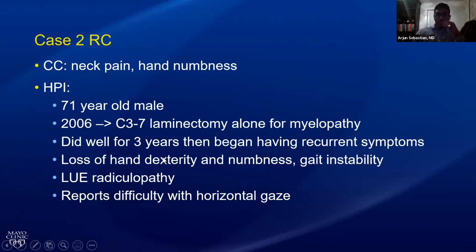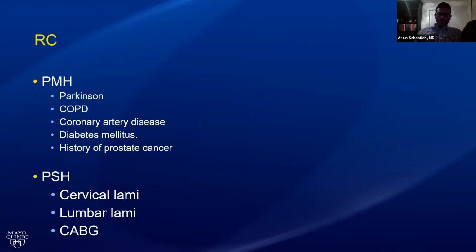RC here. This is a 71-year-old male with neck pain and hand numbness. He had a previous C3 to 7 laminectomy for myelopathy. He did very well for about 3 years with that, and then had recurrent symptoms: hand dexterity issues, gait issues, and a left upper extremity radiculopathy. He also, similar to our last patient, started noticing issues with maintaining horizontal gaze. His history is notable for coronary artery disease, COPD, diabetes, as well as Parkinson's disease, which obviously is always a concern anytime you're thinking about a fusion.